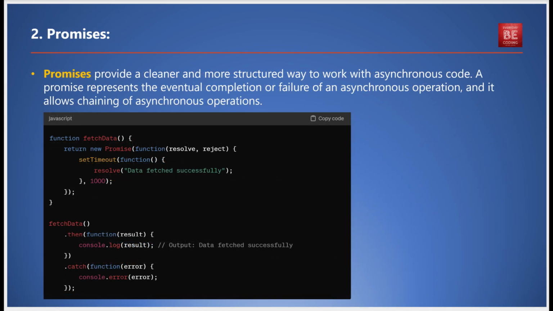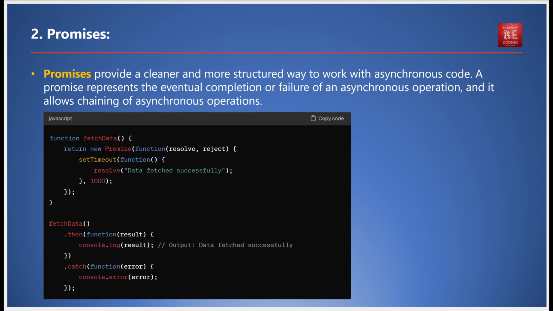Enter promises. Promises are like well-mannered children. They promise to do something, and they won't rest until they've done it. A promise represents the eventual completion or failure of an asynchronous operation and allows for the chaining of such operations. In a typical scenario, fetchData returns a new promise. This promise is resolved after 1000 milliseconds with the message, "Data fetched successfully." When fetchData is called, it returns a promise. The then method is then used to register a callback that is invoked when the promise is resolved. If there's an error, the catch method is used to handle it.